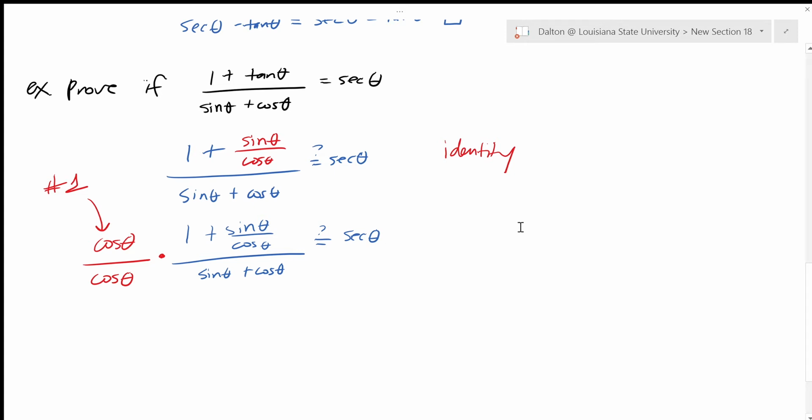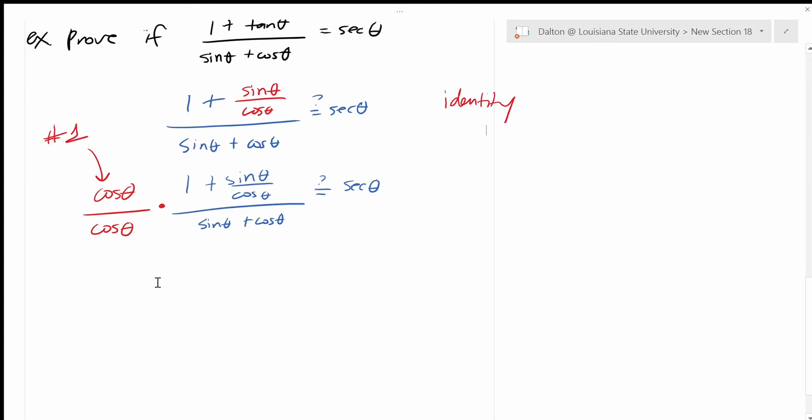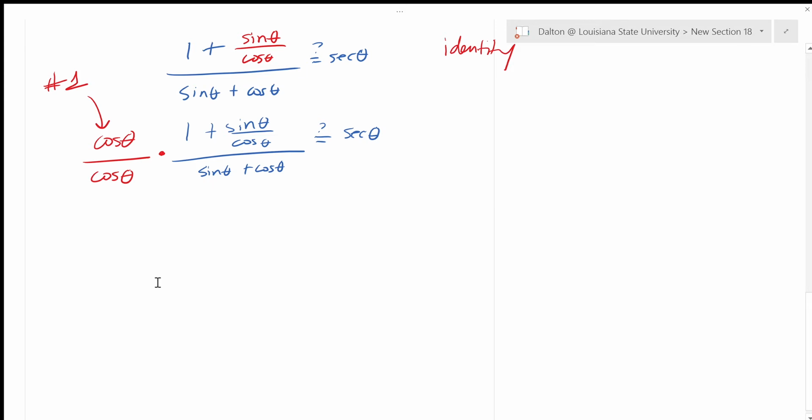When I multiply these cosines straight across, they're going to distribute. So when I distribute this cosine, 1 times cosine, I just get cosine theta. And then cosine theta times sine over cosine. What is that? It's just sine theta.